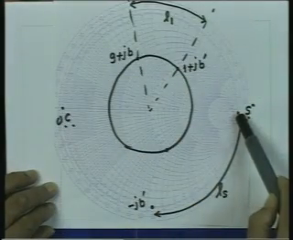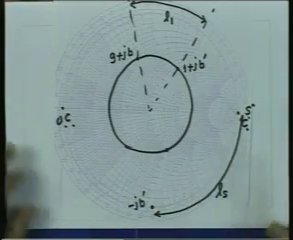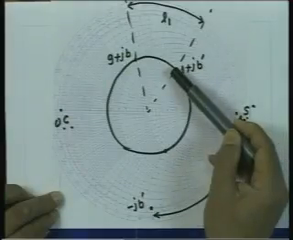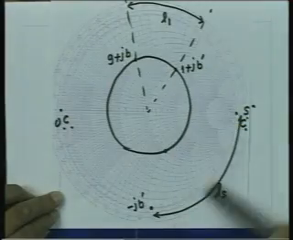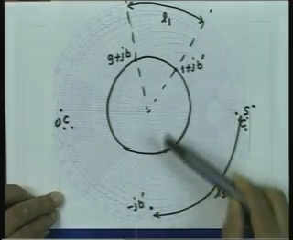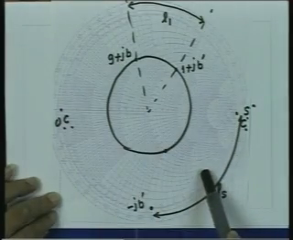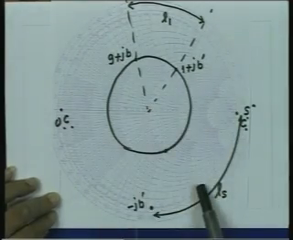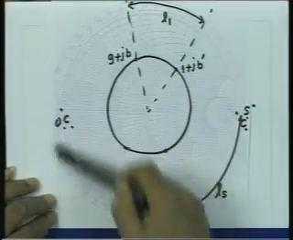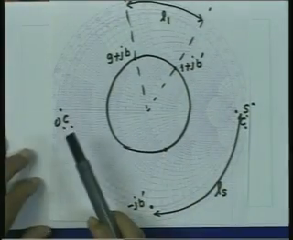Again, the problem has two solutions depending upon what value of 1 plus jB prime you choose. If you choose this, I get the length of the stub which is this, and the location of the stub which is given by that. If I choose this point, the location of the stub and the length of the stub would correspond to the mirror image of this point measured all the way up to the short circuit point.